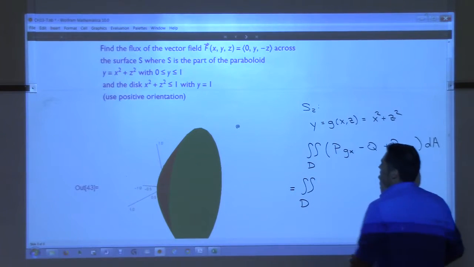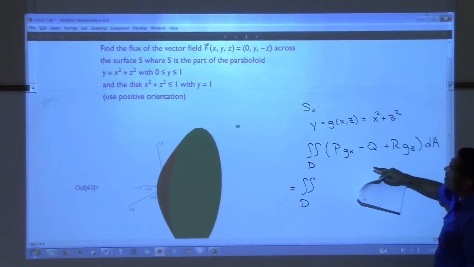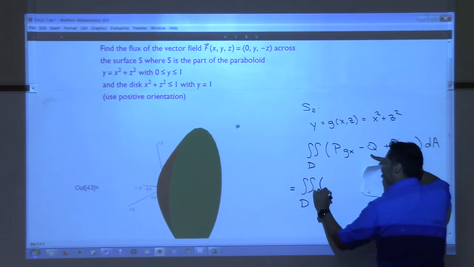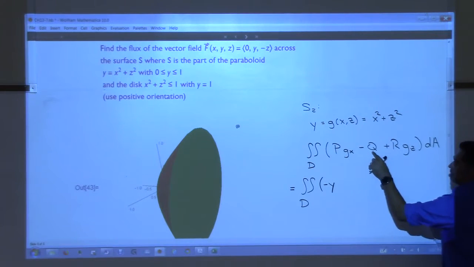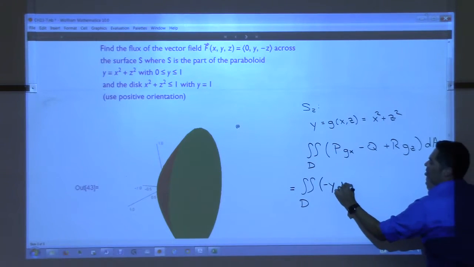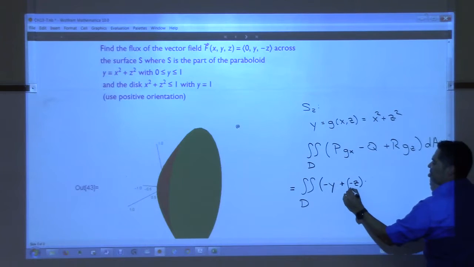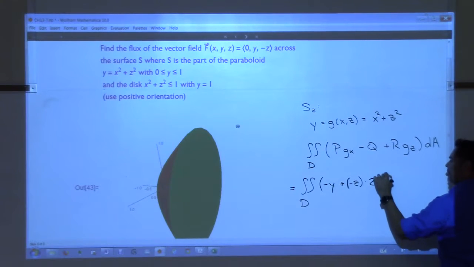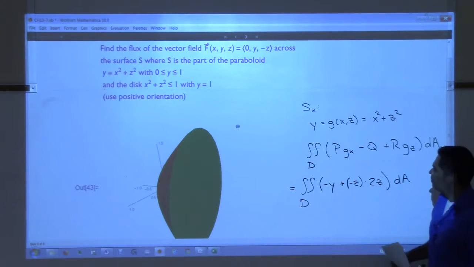Double integral over D. Now p for us is 0, so it's gone, right? So this is gone. And then q is just y, but it's negative, so negative y. Let me write it down first. Negative y, that's this piece, right? This was 0. And then plus r, which is pqr, negative z, times the partial of g with respect to z, which is 2z dA. Any questions there? So the first part was gone.